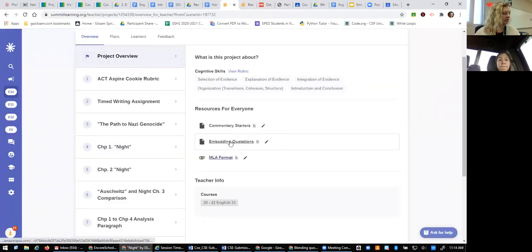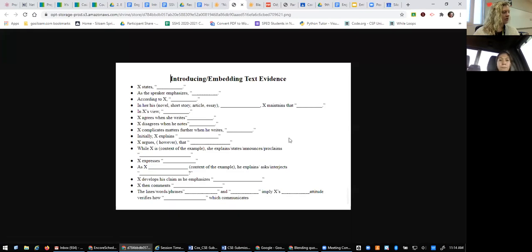All right, embedding quotations. So we talk a lot about embedding quotations. When you embed quotations, you cannot just drop the quote in there. And what I mean is drop the quote in there. You can't just say something to the effect of like, Eliezer was sad, and then give me a quote to prove that he was sad.